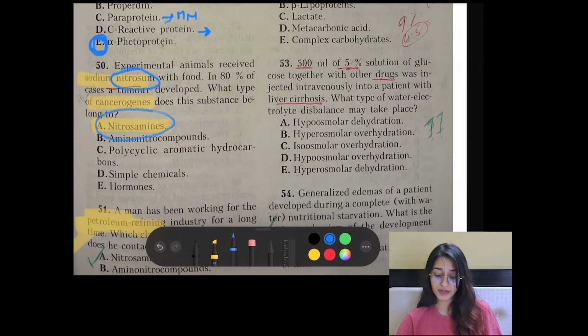Next, 500 ml of 5% solution of glucose together with some other drugs was injected intravenously into a patient with liver cirrhosis. So 5% solution of glucose is actually isotonic, but you don't have to look at that. See, the patient has liver cirrhosis, means his liver is damaged.